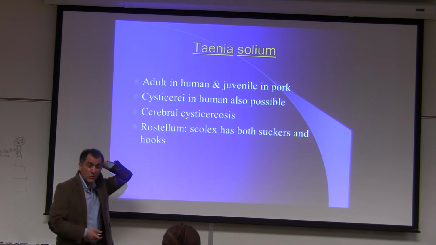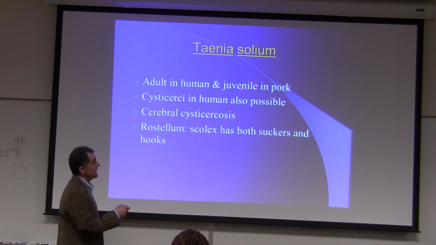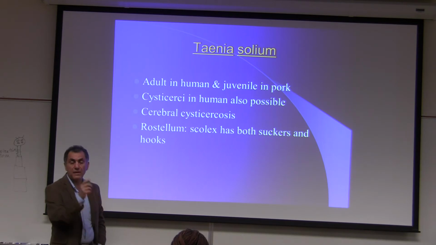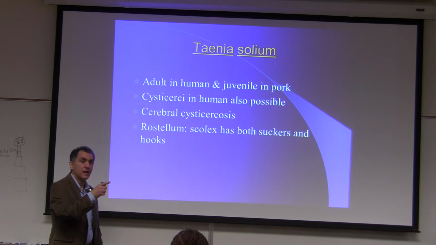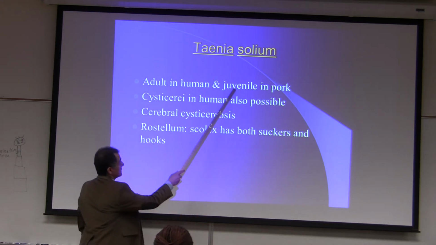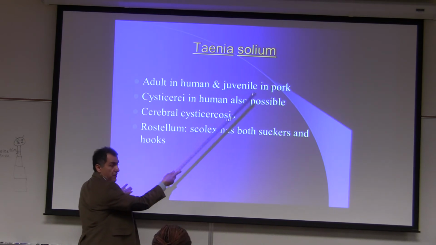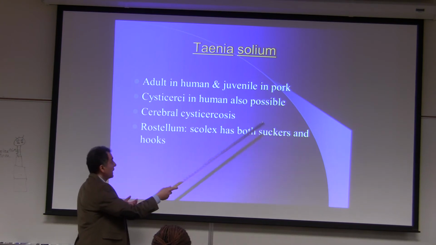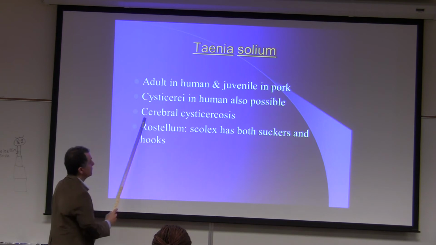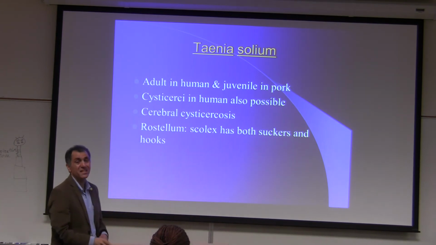But this is one of those odd cases: if we humans ingest the egg, the egg inside of us becomes a juvenile. That was not possible for Taenia saginata, but with this one the egg in humans becomes a juvenile. We ingest the egg accidentally from pork, from pigs, okay? Then what happens, the cysticercus in humans is also possible. The most dangerous place it can go is the brain.